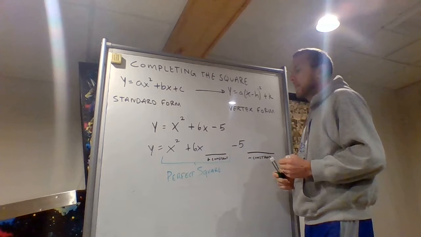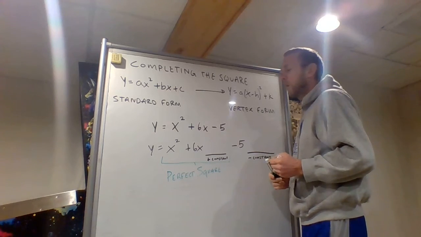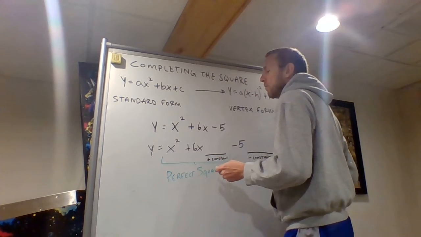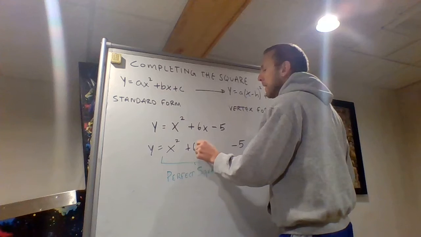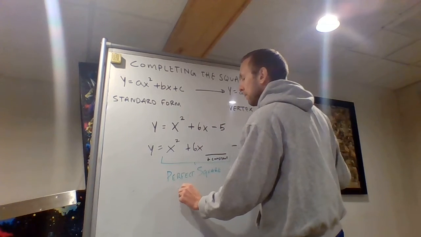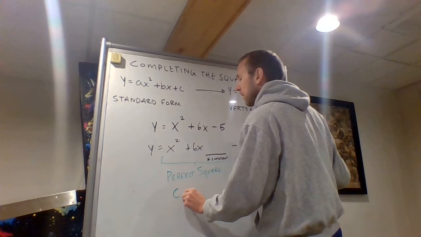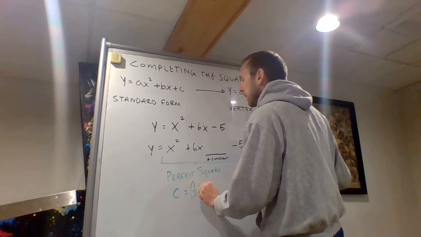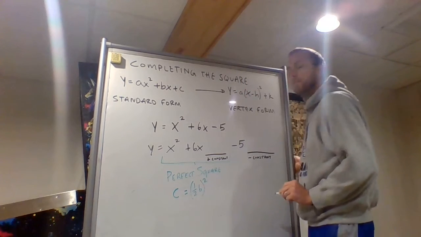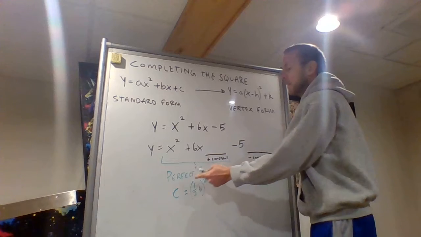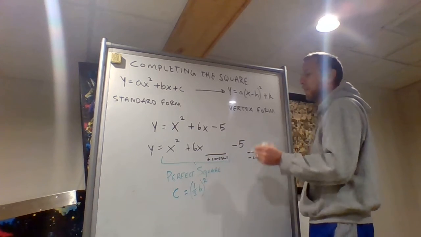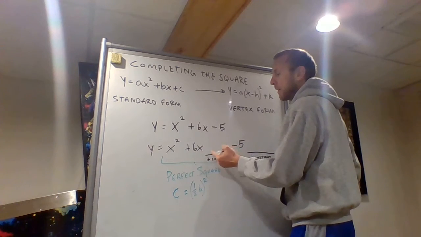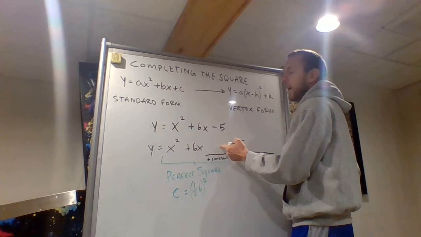Okay? And if you recall what perfect squares are from the previous video, perfect squares are values where half of the b term squared is equal to the c term. Okay, I'm going to write that out. The c term is equal to half of the b term squared. So we need the c term to be equal to half the b term squared. So to figure out the c term here, this is the c term right here, that's going to be the constant that we're adding in.